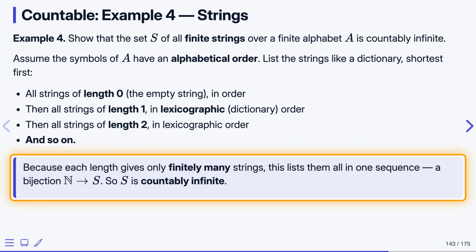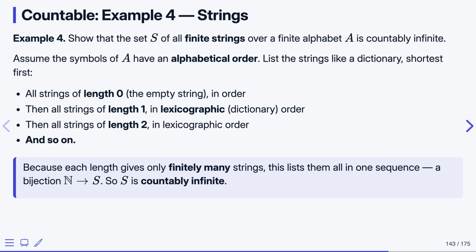Next, strings. A string is a finite row of symbols taken from a fixed alphabet A, for example, the letters A through Z. We want to show that the set of all finite strings is countably infinite. First, we agree on an alphabetical order of the symbols, like in a dictionary. Then we list the strings by length, shortest first. We start with all strings of length 0, which is just the empty string. Then all strings of length 1, in dictionary order.